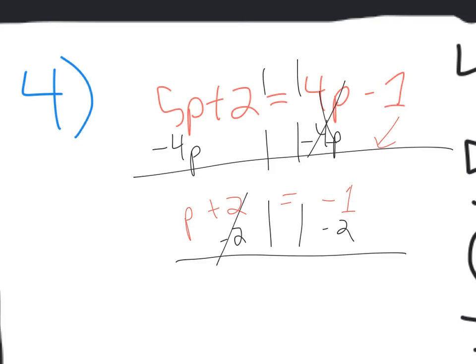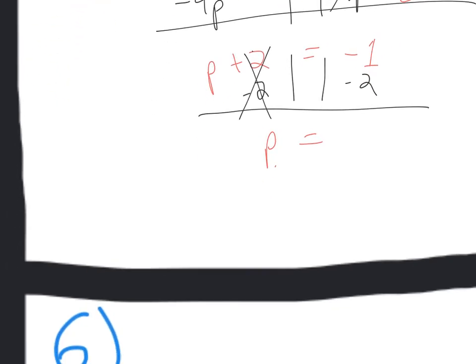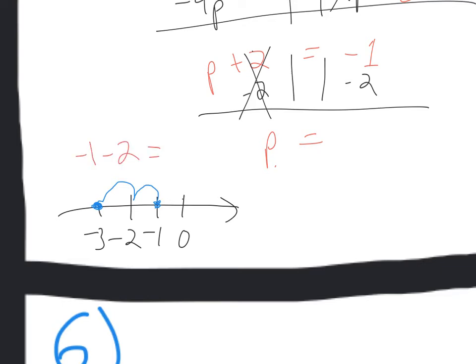And this cancels out, and you are left with p is equal to negative 1, take away 2. Let's think of that on the number line. If I start at negative 1, there's 0. If I start at negative 1 and I take away 2, I'm actually going to go to the left 2 times. I'm not going to go to the right, so I'll go to the left 2. And that is the same thing as negative 1 minus 2, which is equal to negative 3. So p is equal to negative 3.